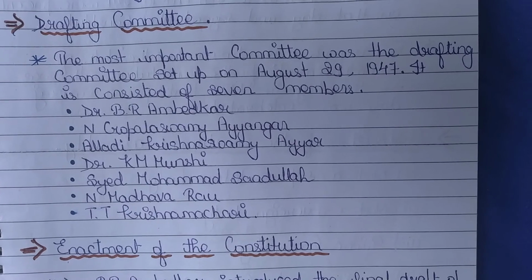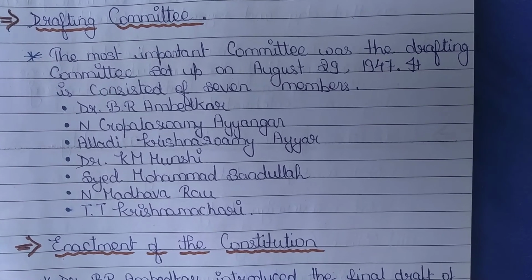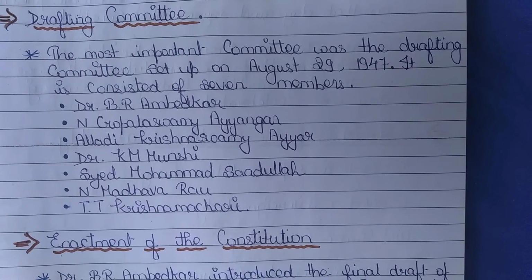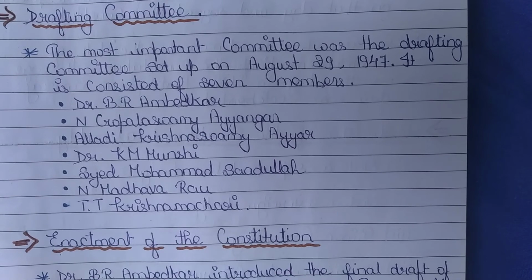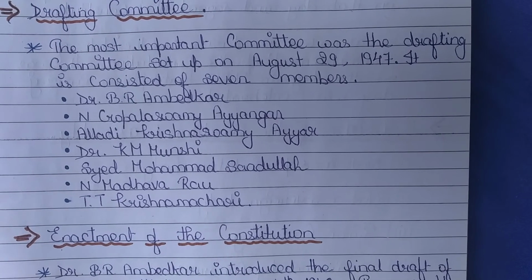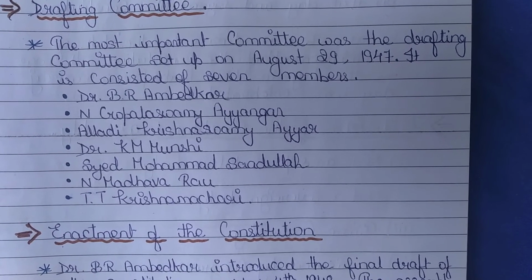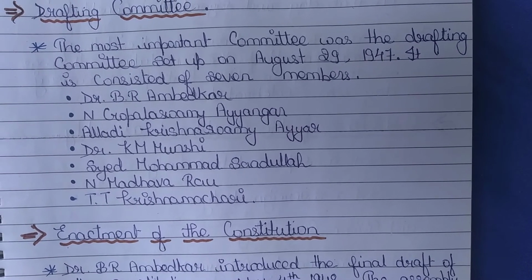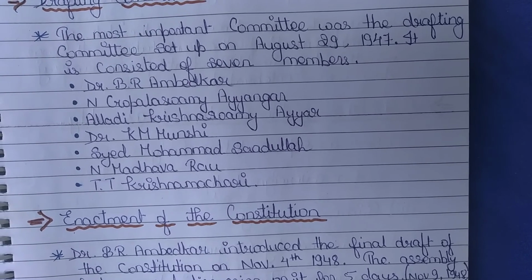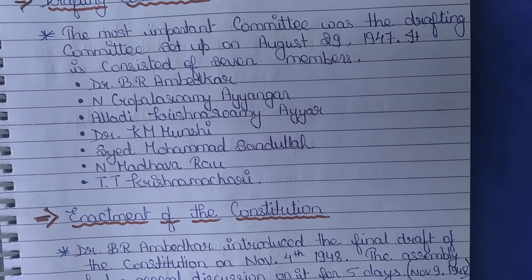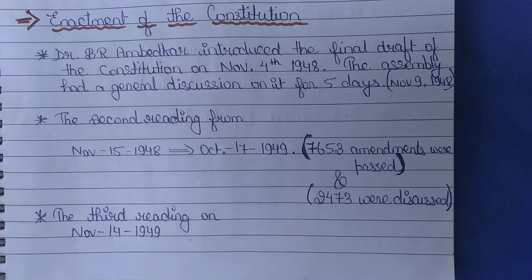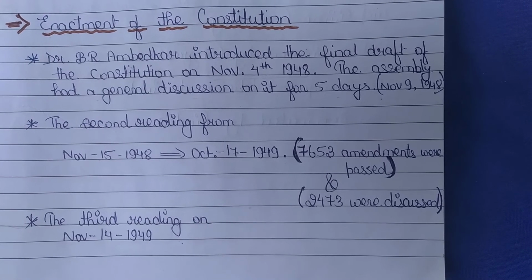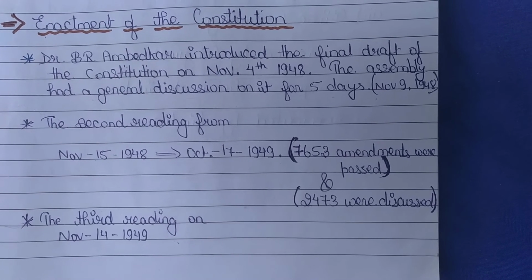The most important committee was the Drafting Committee, set up on August 29, 1947. It consisted of 7 members: Dr. B.R. Ambedkar, N. Gopalaswamy Iyengar, Alladi Krishnaswamy Iyer, Dr. K.M. Munshi, Syed Muhammad Saadullah, N. Madhav Rao, T.T. Krishnamachari. Our second last heading is Enactment of the Constitution. Dr. B.R. Ambedkar introduced the final draft of the Constitution on November 4, 1948.